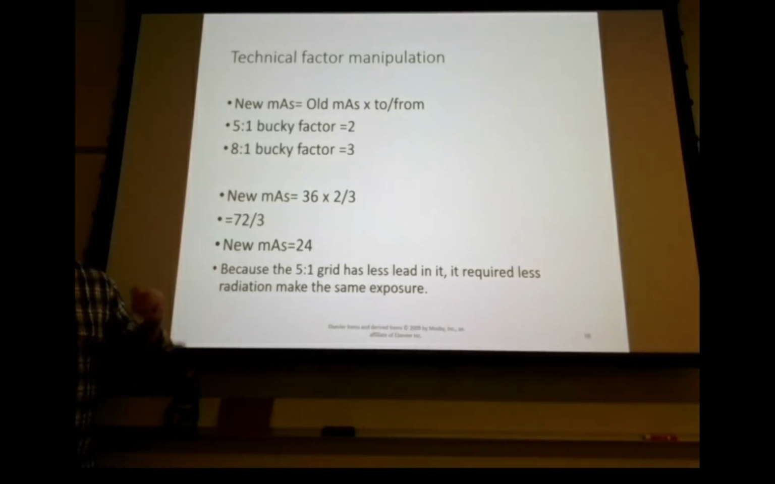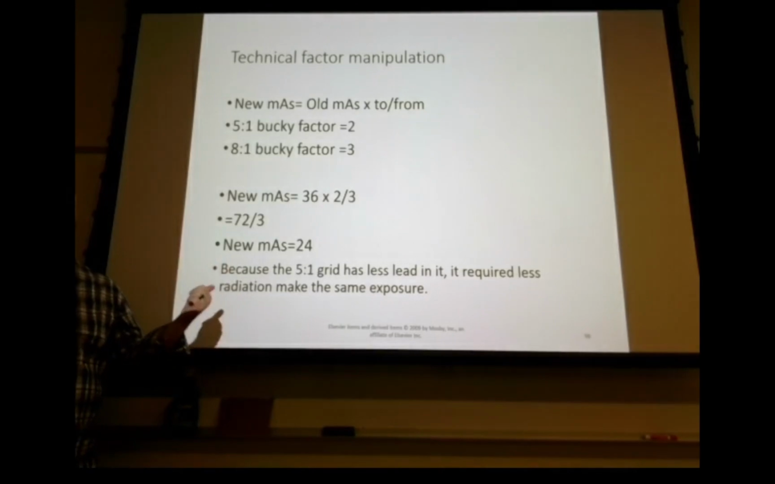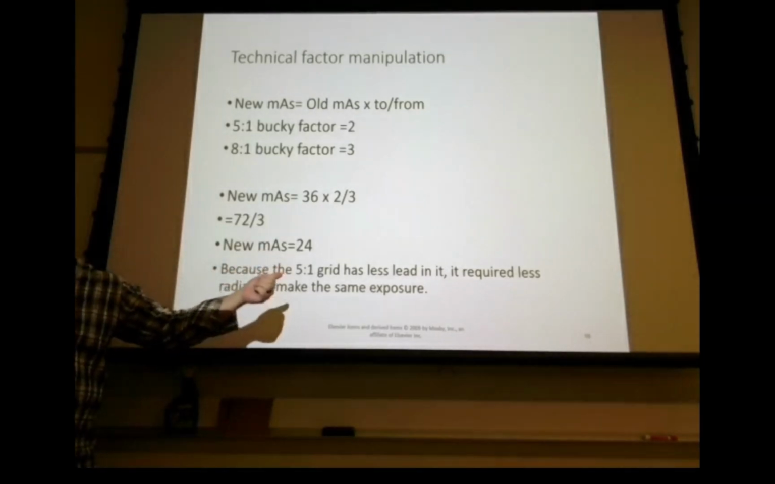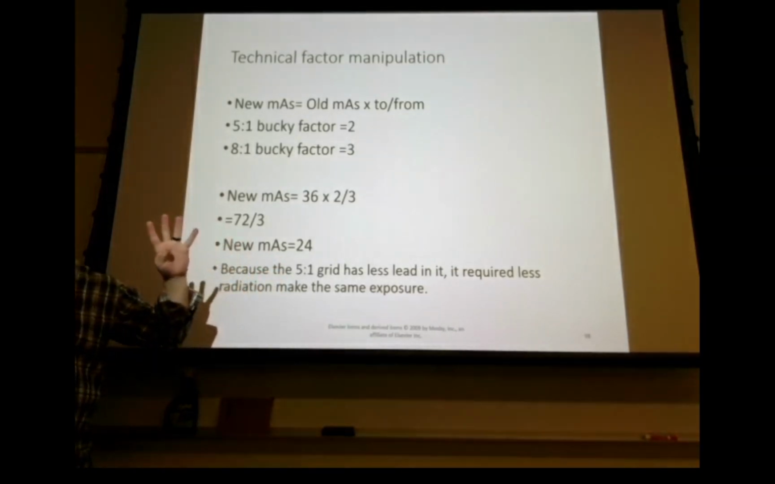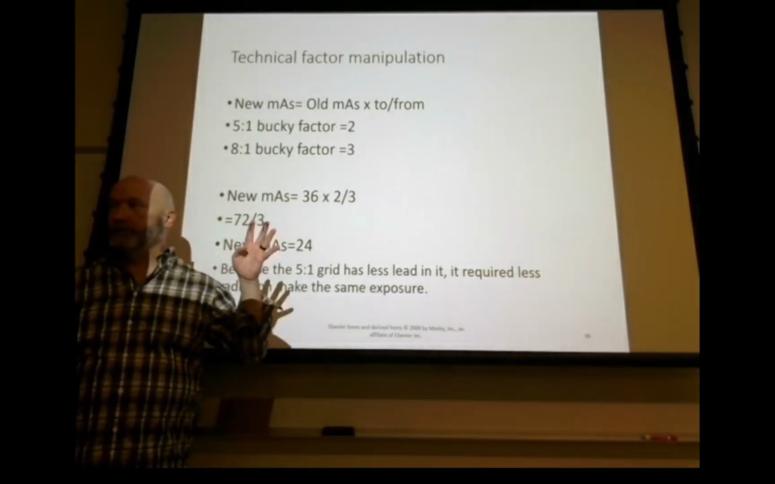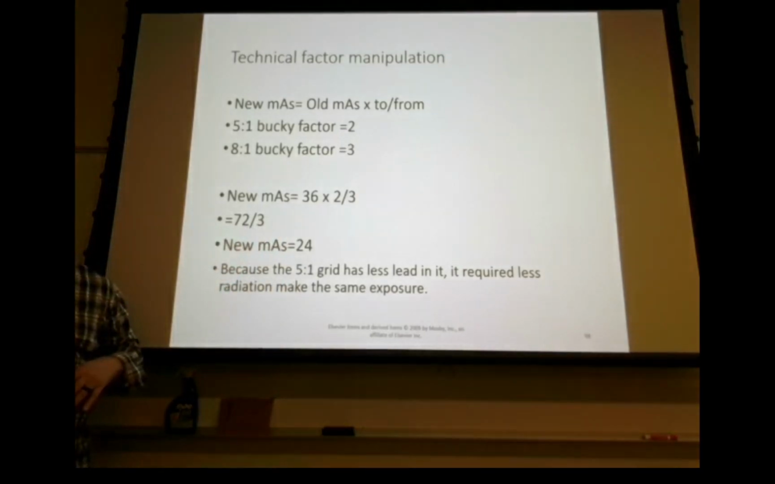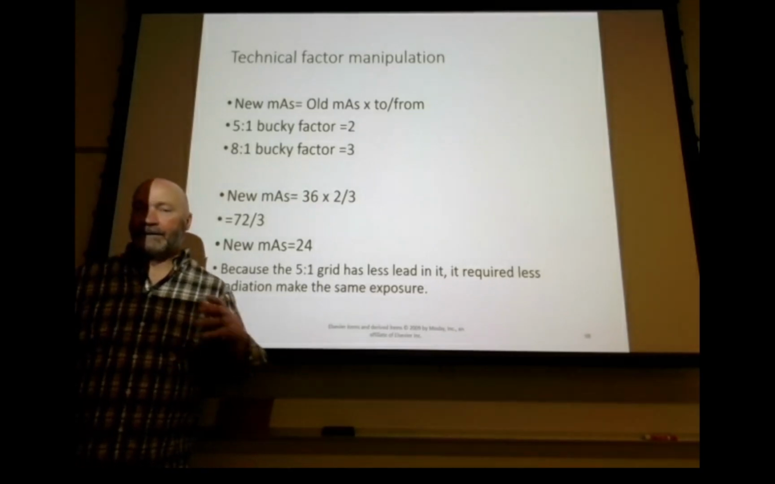But the difference between a virtual grid and, let's say, a 10-to-1 grid is dramatic. Okay, so for a 10-to-1 grid, we used a Bucky factor of earlier 4, right? Which cost the patient dose how much? 4 times the patient dose, right? With a virtual grid, the dose is still going to go up, but it's only going to go up by a factor of 2.